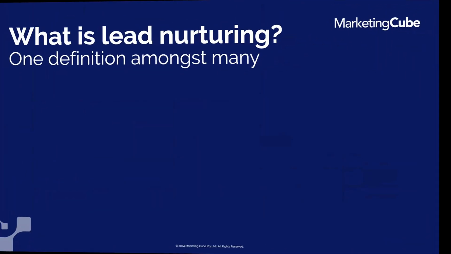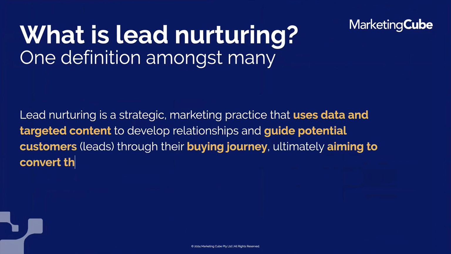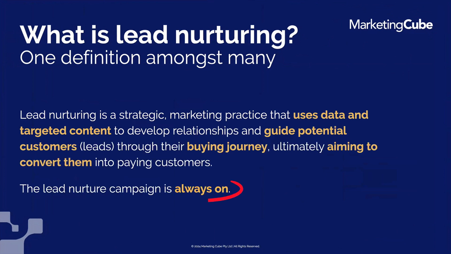What do we mean by always on? Exactly that, I suppose. But lead nurturing, here's the definition that we kind of came up with. So lead nurturing is a strategic marketing practice that uses data and targeted content to develop relationships and guide potential customers, that is leads, through their buying journey, ultimately aiming to convert them into paying customers. And a lead nurture campaign, importantly, is always on. It's not a campaign that you start and have a fixed group of people go through and then it finishes. A lead nurture campaign is always on, and it's always listening for the right people to drop into that nurture campaign. Okay, that's one of the fundamental differences.